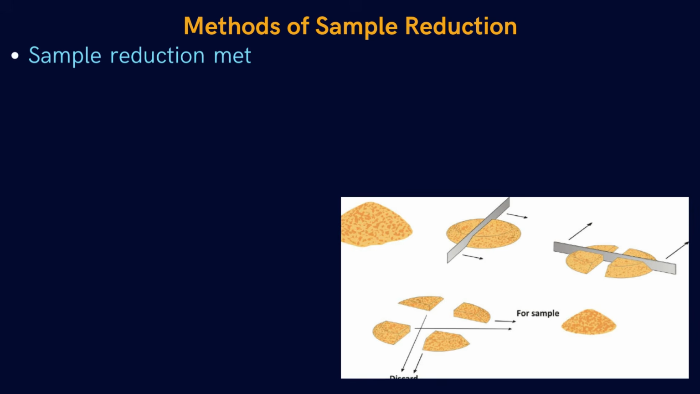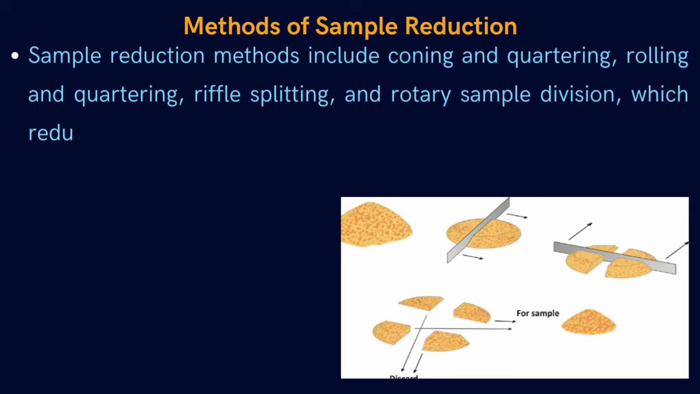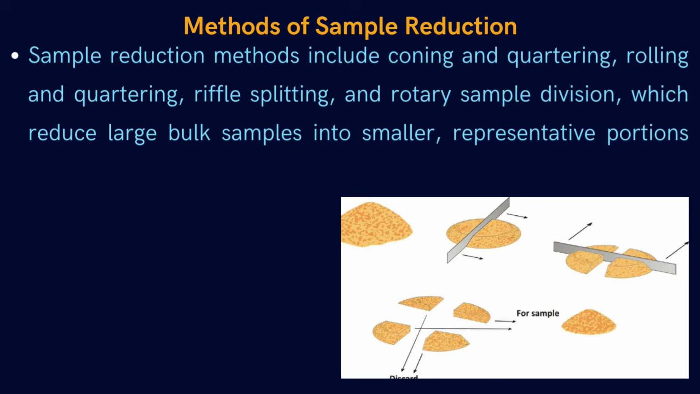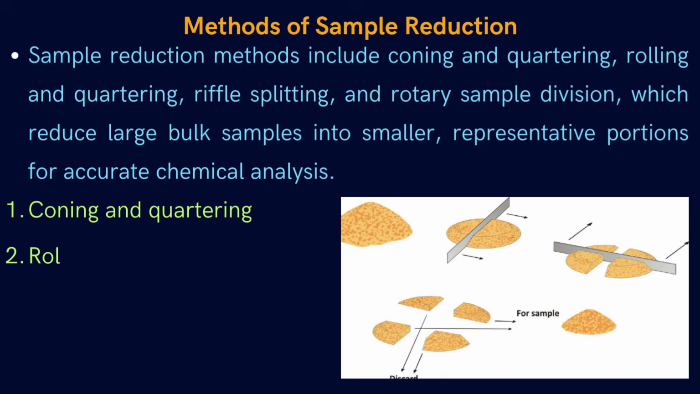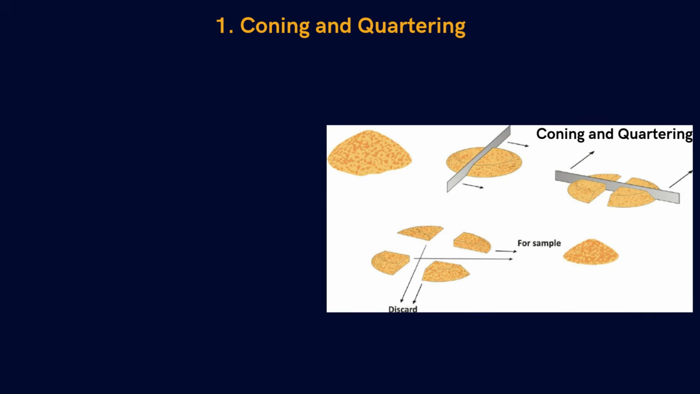Next, here we will see how a large sample can be reduced to small size, because a small portion is enough to accurately measure the chemical composition of the substance in given unknown samples. There are 4 types of reduction methods. First one is coning and quartering, second one is rolling and quartering, third one is riffle splitting, and fourth one is rotary sample division. First, here we will learn coning and quartering.